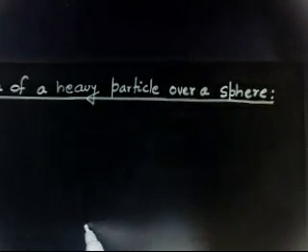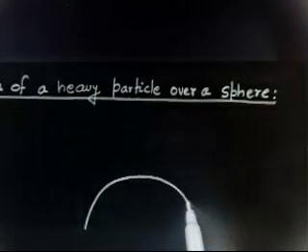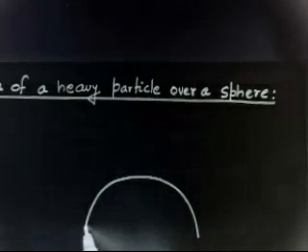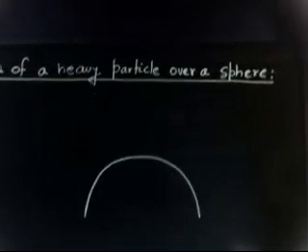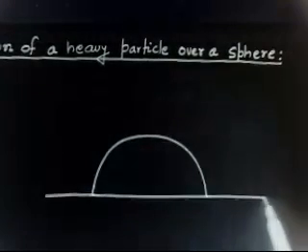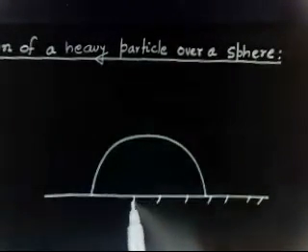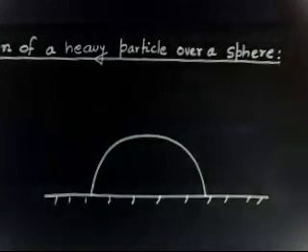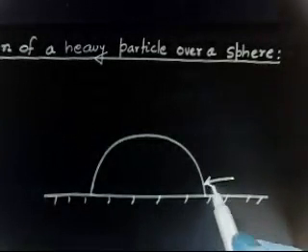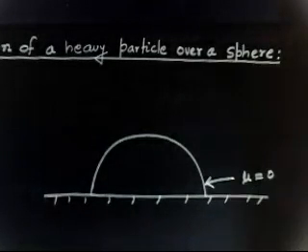Now let us say we have a sphere. So this is a hemispherical top surface and friction is 0. Let us say this hemispherical surface is fixed over ground. Now this is smooth, so for this surface mu is equal to 0.